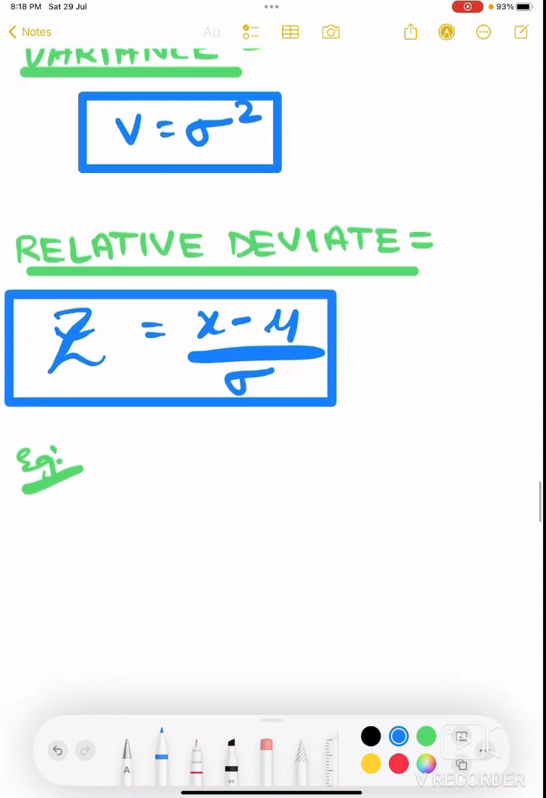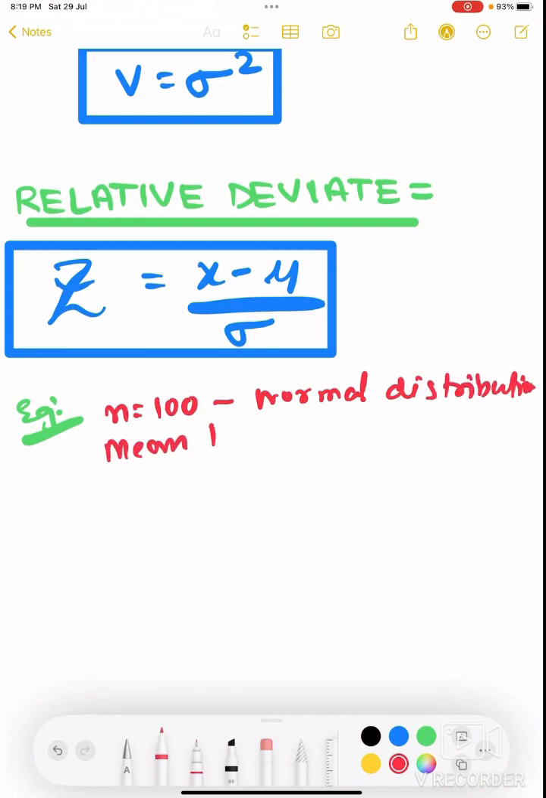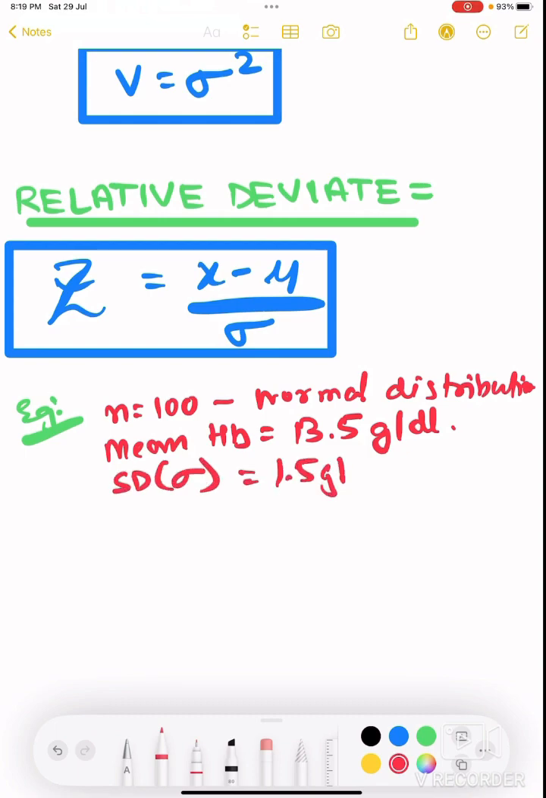This is the formula of standard deviate. Now we will take an example to understand how to calculate the relative deviate of a particular data. For example, n is equal to 100. There are 100 people, and all this particular data of 100 people is a normal distribution curve. This data is of hemoglobin. The mean hemoglobin in all these 100 people is 13.5 gram per deciliter, and the standard deviation is 1.5 gram per deciliter.